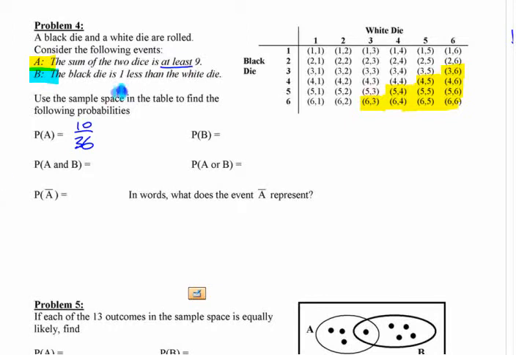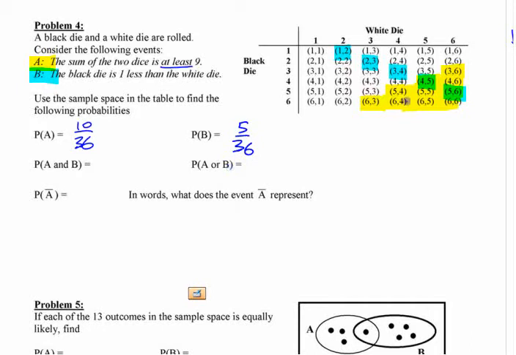The other one, black die is 1 less than the white die. Here's the black die. 1 less than the white die. So we want the ones that are, like, what's one example of one like that? I guess the black die is the first one here. Like 1, 2, this one. There's one that's 1 less, I think. And 2, 3. And 3, 4. And 4, 5. And 5, 6, right? That is 5 outcomes out of 36. So chance of that is 5 out of 36.